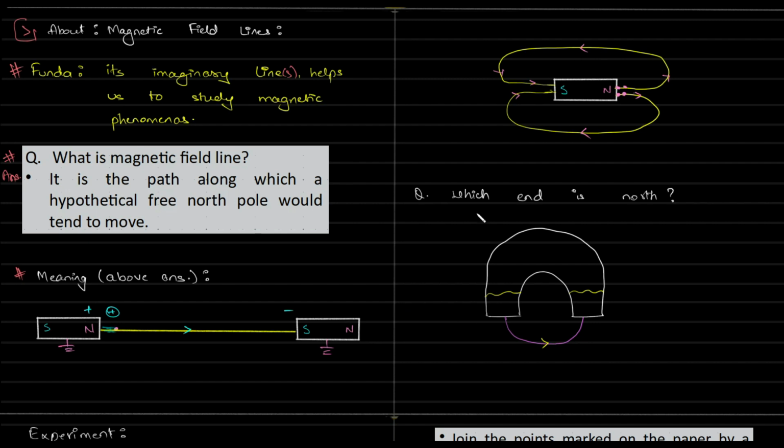So I have a small question. Which end is the north? So I have a magnet, sorry, not a bar magnet. This is known as a horseshoe magnet because it's shaped like a horseshoe. And I've drawn a single magnetic field line. So the question is, which end is north and which end is south? Please pause and think over.